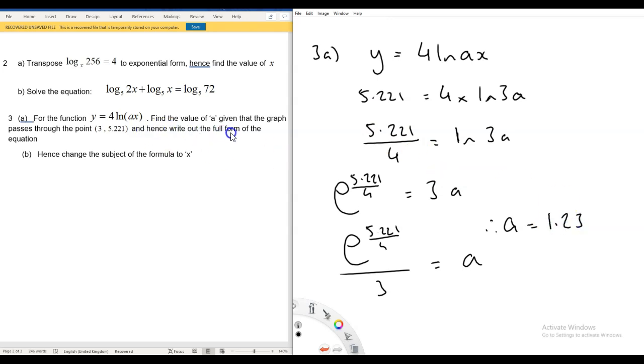And hence write out the full form of the equation now that you have found out what a is. So I'll do it up there. So it's y equals 4 ln 1.23x. I didn't know a, rewrite that same thing except here is a in it.